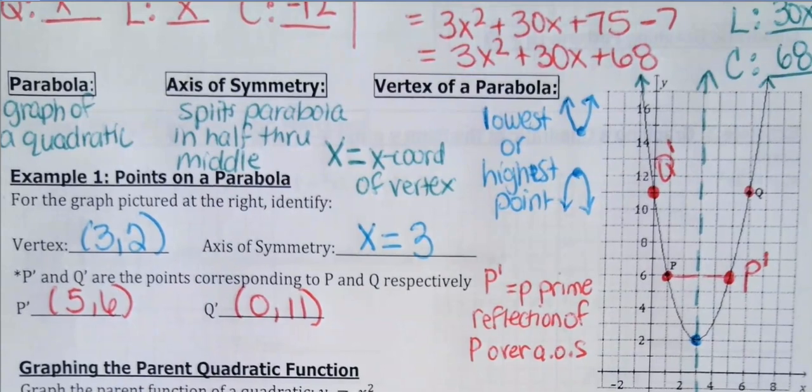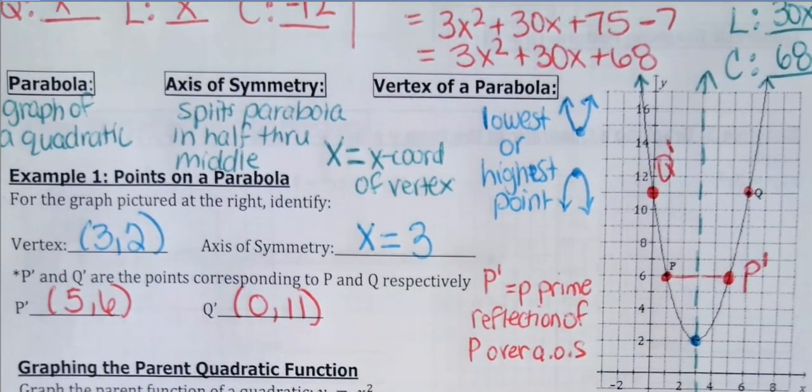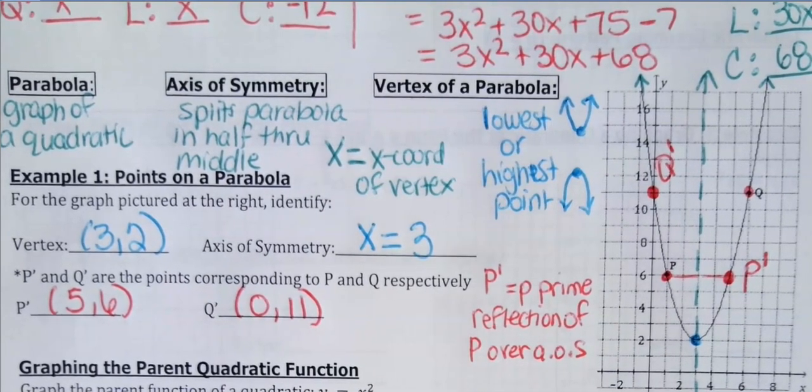Is anybody having a question? So if you see a prime, it's just asking you to reflect it over the axis of symmetry, and it should be on the parabola if you're looking at a graph. Is anybody having a question?